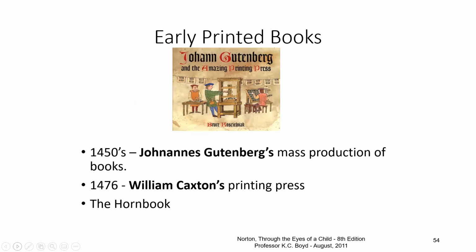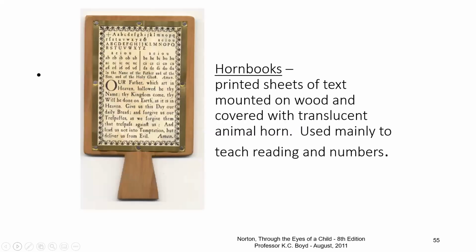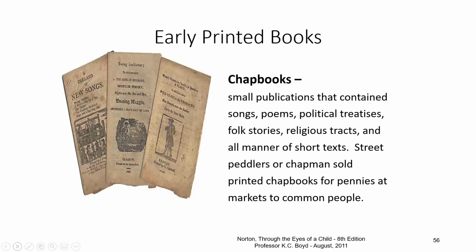And then mass production of books, invention of movable type by Johannes Gutenberg. Then we also have a version of William Caxton's printing press. Then we also have horn books. So printed sheets of text mounted on wood and covered with translucent animal horn, used mainly to teach reading and numbers. We also have, once again, chapbooks, small publications that contain songs, poems, political treatises, folk stories, religious tracts, and so on.